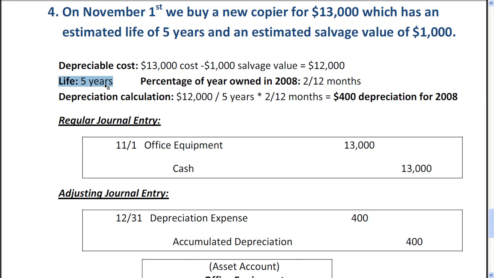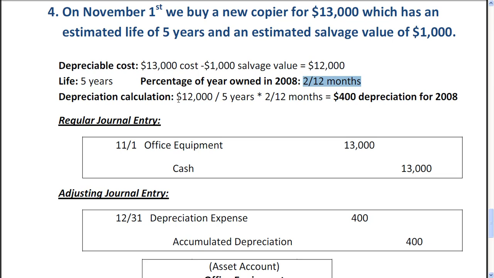And then we also need to take a careful look at the dates of purchase. So let's say we're recording depreciation for an entire year, but we only owned the copier for 2 months. We purchased it on November 1st, and we owned it November and all of December. So we want to also look at the fraction of the year that we owned it. So in 2008, we owned it 2 out of 12 months.